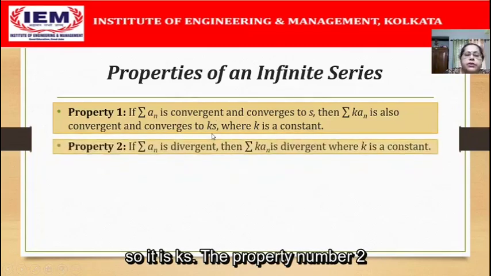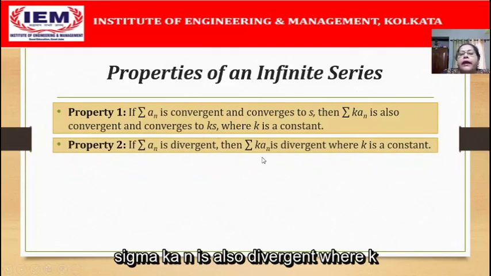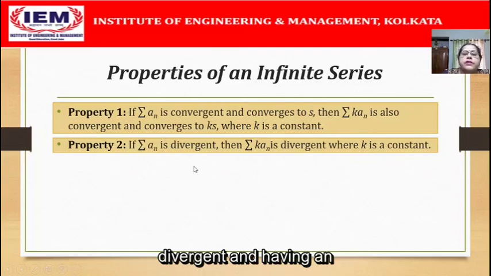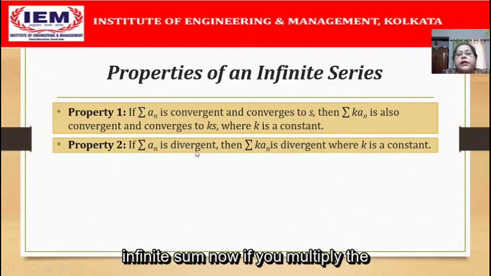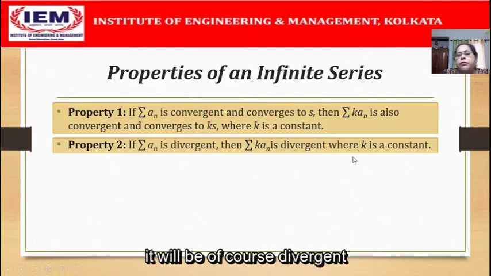Property number 2: if sigma a_n is divergent, then sigma k a_n is also divergent where k is a constant. So if your series was divergent and having an infinite sum, now if you multiply the terms of the series by k, it will of course be divergent.